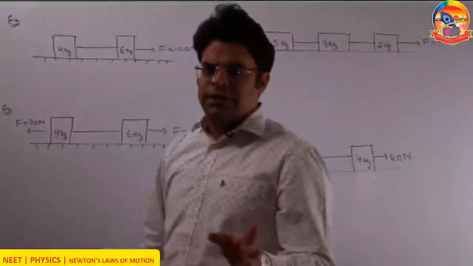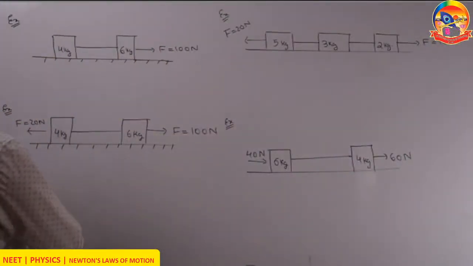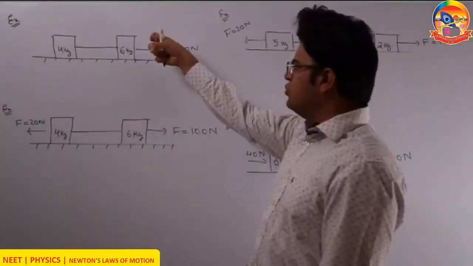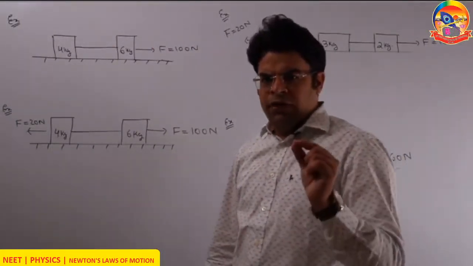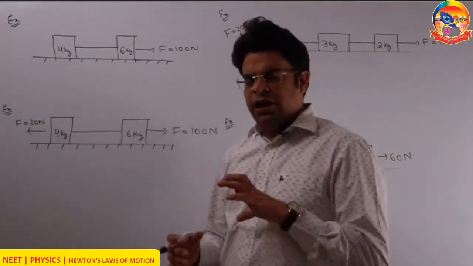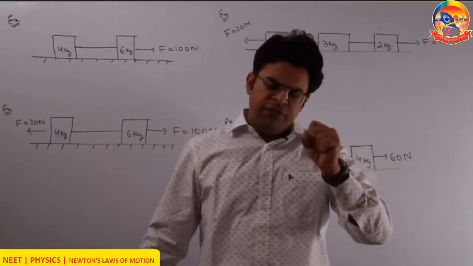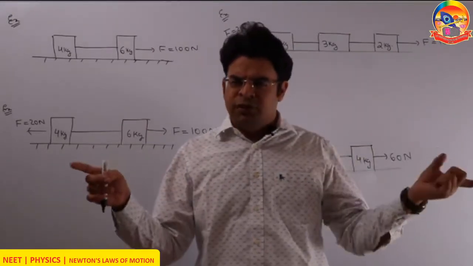So now let's take the string cases, simple cases. First question. There are 2 blocks of mass 4 kg and 6 kg, and there is a force of 100 Newton pulling it. The question: will the 2 blocks move together? So you have to visualize. If I have a first block, a string and a second block, and if I start pulling the first block, will both of them move, or will only the first one move?